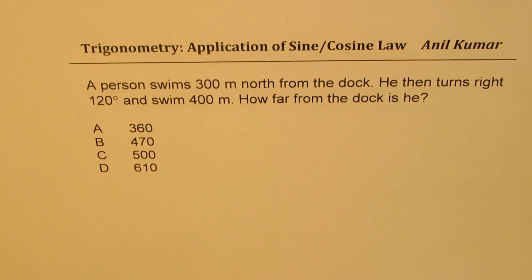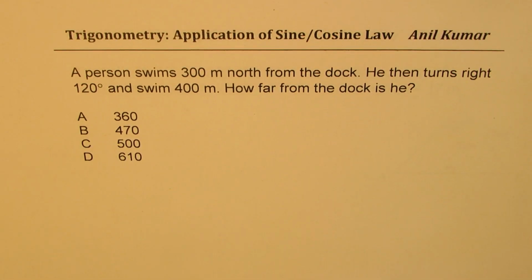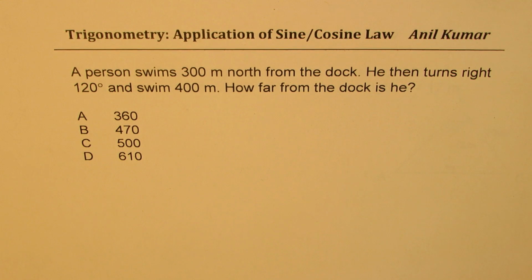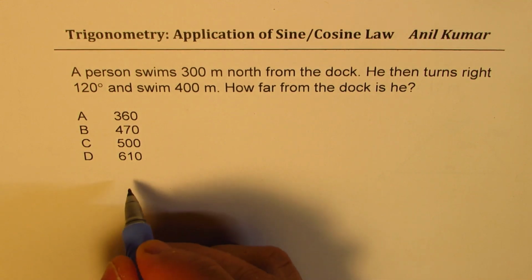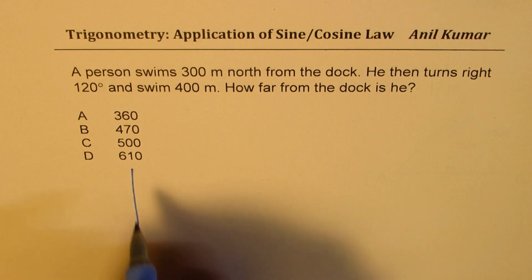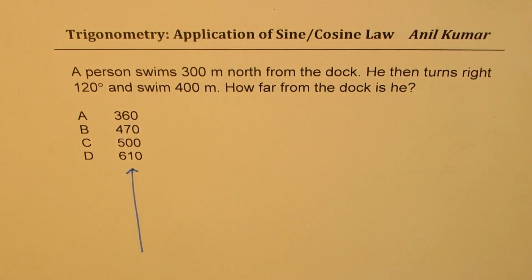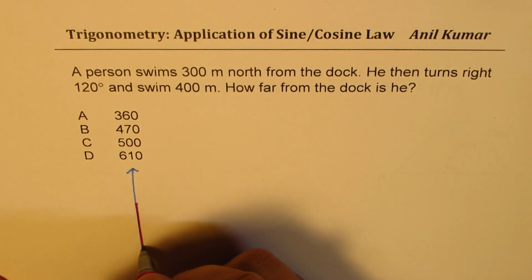So let's take the very first question now. A person swims 300 meters north from the dock. He then turns right 120 degrees and swims 400 meters. How far from the dock is he? So let's try to sketch the diagram here. Let's say this is the north, right? A person swims 300 meters. So let's say from dock, the person swims 300 meters. So this is 300 meters for us.